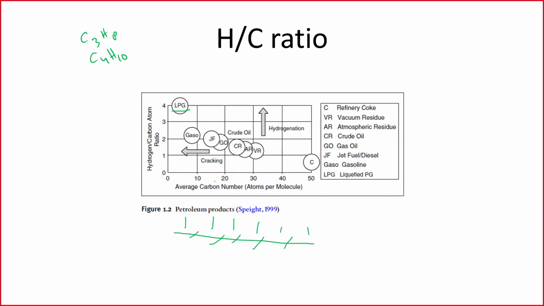So by cracking, you will reduce the carbon number, and by hydrogenation you will give them hydrogen. So if you crack this, you can then add hydrogen. You give them hydrogens, meaning you will increase the hydrogen to carbon ratio. This is what we call hydrogenation. So these hydrogenations consist of hydrotreating and hydrocracking, as we will see later on.